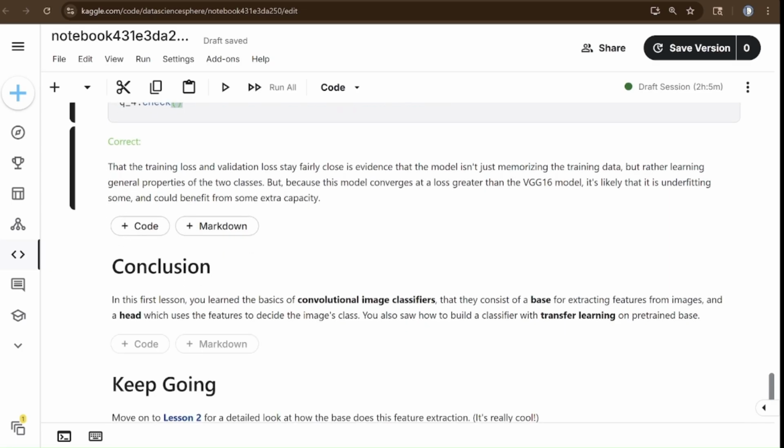Okay, so in the first lesson you learned the basics. A convolutional classifier consists of a base which extracts features and a head which decides the image's class, and you also understood how to build a classifier with transfer learning on a pre-trained base.